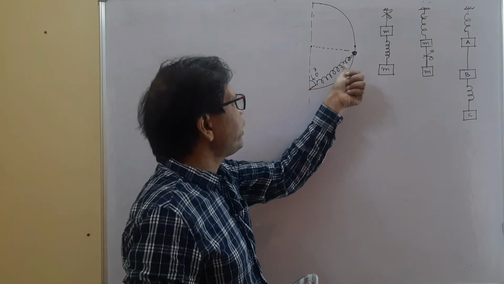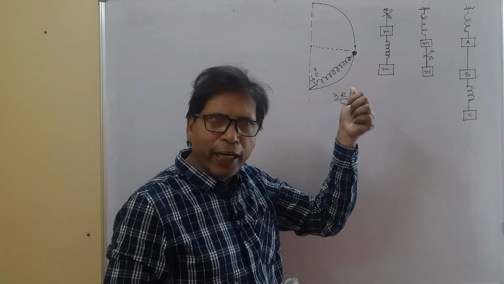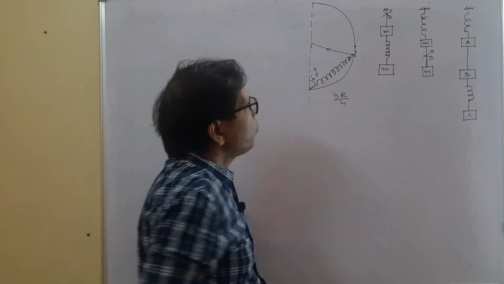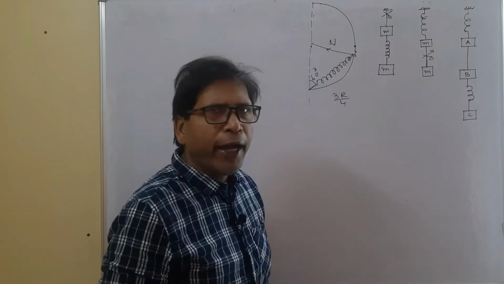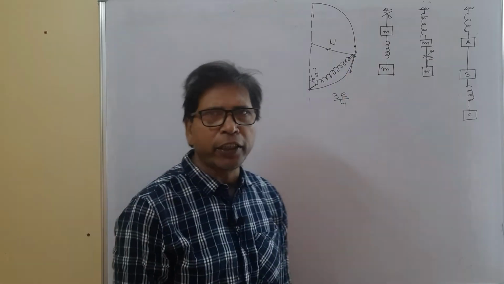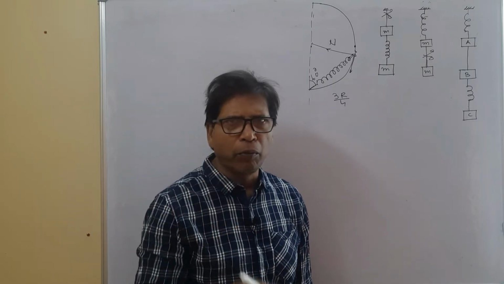The spring is stretched in such a way that it makes an angle of 60 degrees with the vertical. We have to calculate the normal force acting on it and the tangential acceleration of the ring. Now we have to draw the free body diagram on it.